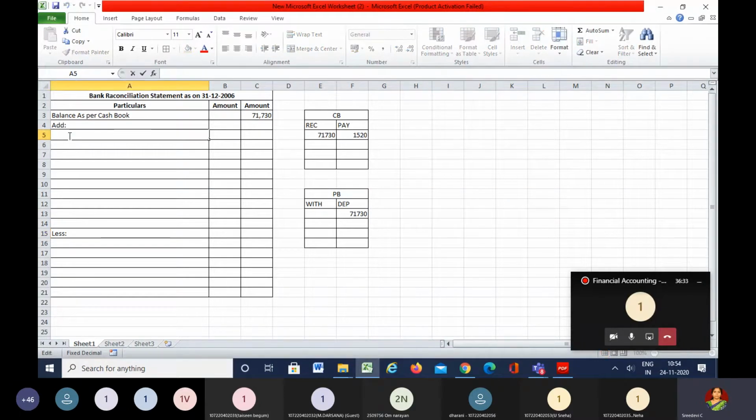So what I'm going to do here now, I'm writing it as checks issued but not presented for payment. That means it is still not been presented for payment in the bank, and the amount of the check over here is 1520.